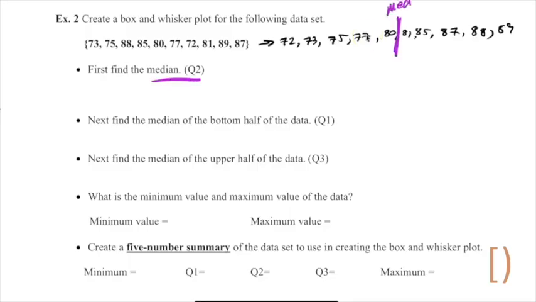How do you find the median? Well, if there's no middle, we're going to take the average of the middle two. 80 plus 81 divided by 2 equals 80.5. That's our median. The good news is the Q1's a lot easier now.